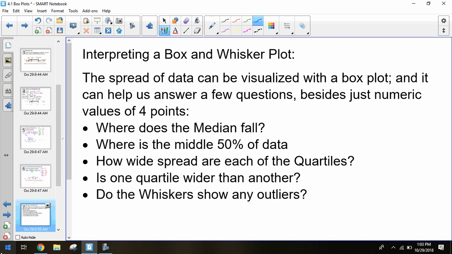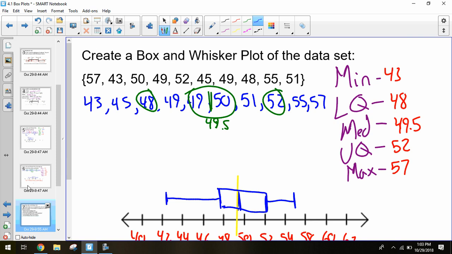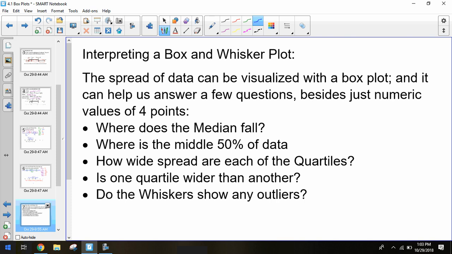Where is the middle 50% of your data? That box in the middle represents the middle 50% of your data. The average 50% of your data is all going to fall within that middle half of your box plot. So this middle part determines where the majority of your data will fall. How wide is the spread of your data?